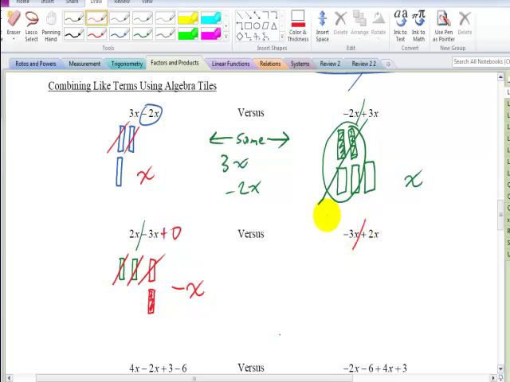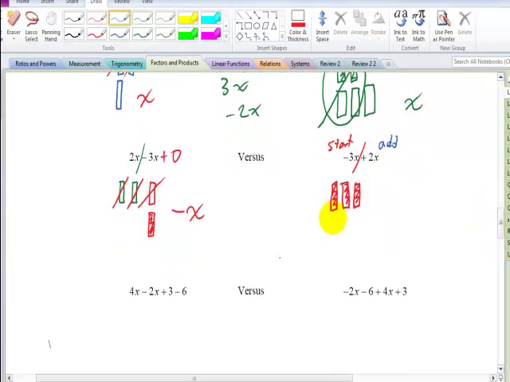So again, over here, let's start with a negative 3x. Shade them in because they're negative. And then we want to add 2 x's. So we add 1, 2. What do we have to do? Take those away because there's 0 pairs, and we're left with negative x. Okay.